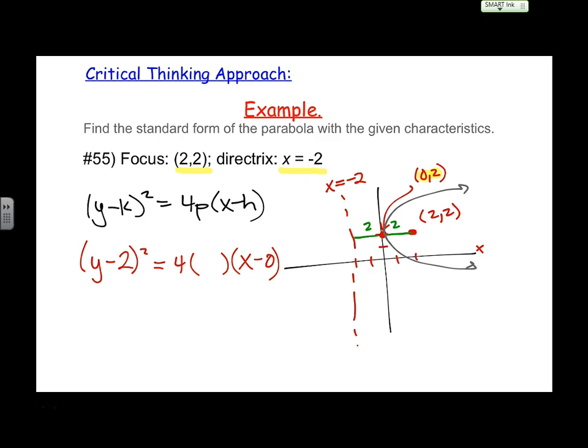P, the distance to the focus, how far? 2. Positive or negative? Because I'm headed to the right, a positive 2, and all I have to do now is simplify a little bit. Y minus 2 quantity squared equals 8x.